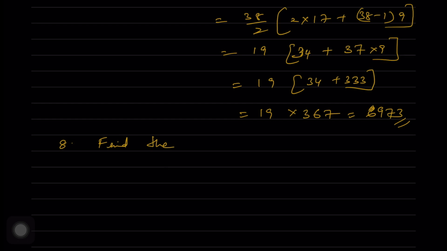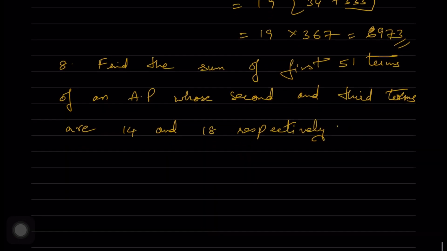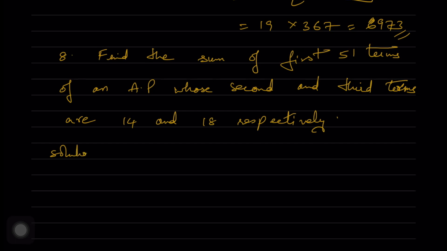We'll see. Find the sum of, in my textbook it's given in that way, find the sum of first 51 terms of an AP whose second and third terms are 14 and 18 respectively. So solution over here.